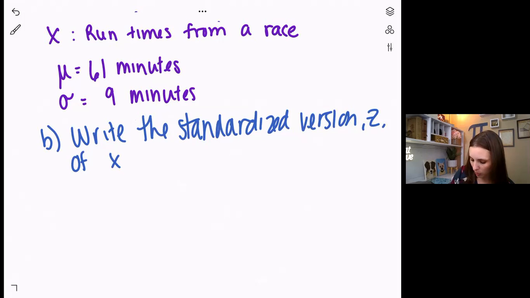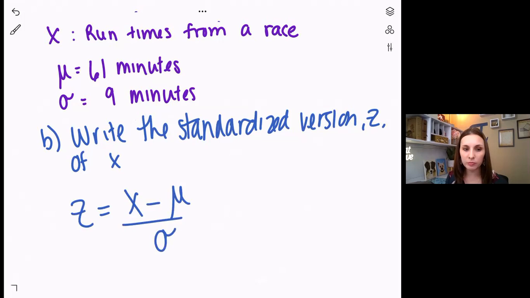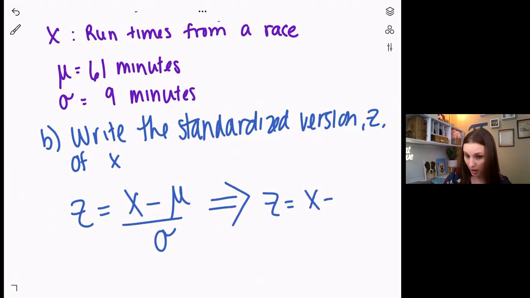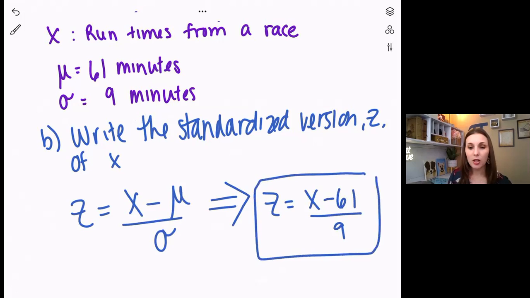So we standardize variables with a z-score, and that's the observation minus the mean over the standard deviation. So in this case, if we were to standardize the variable, we would have x minus the mean over the standard deviation. And that's all they want. It just wants the formula to standardize any runtime for this set of data. So we could plug in any value for x and figure out how it relates to the population mean.